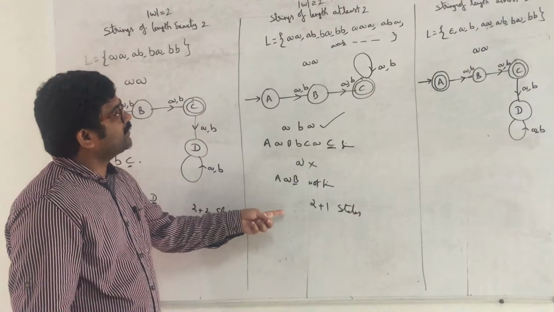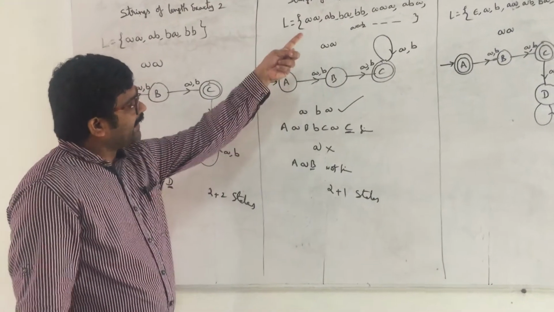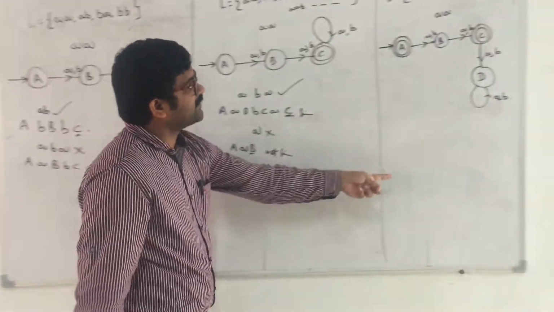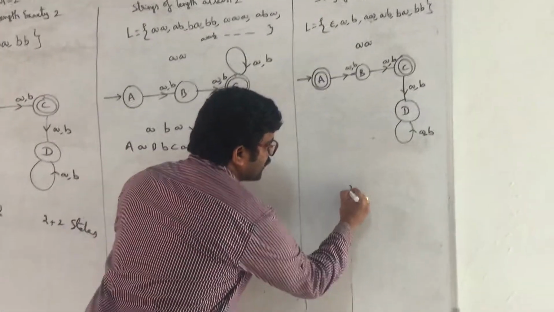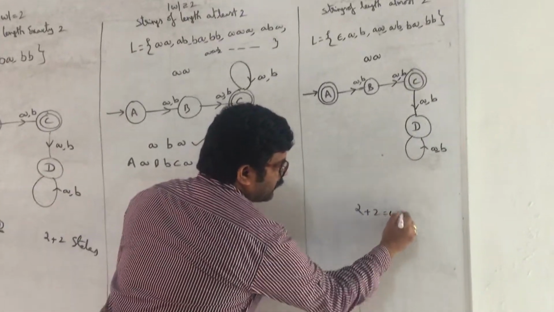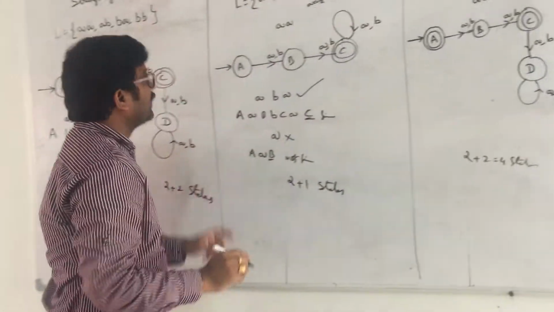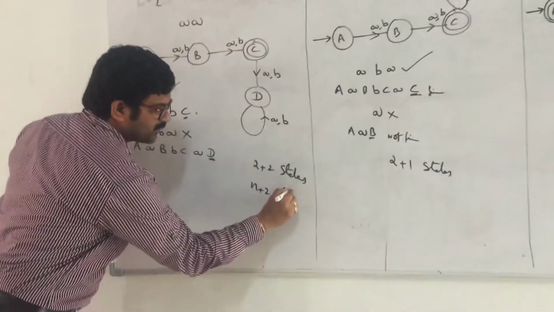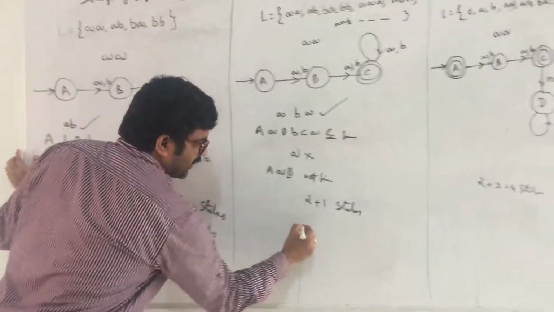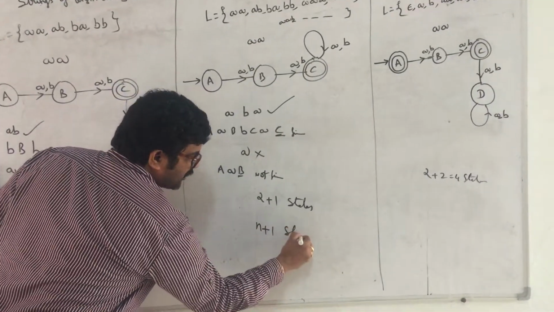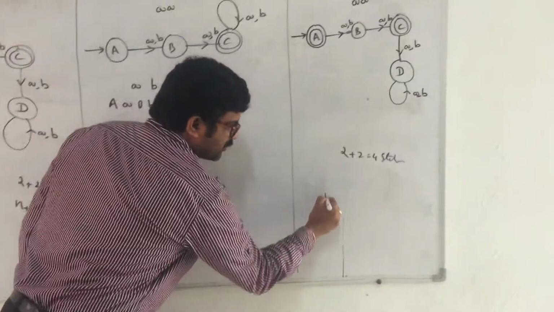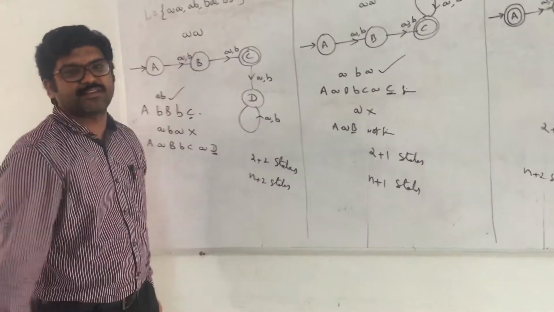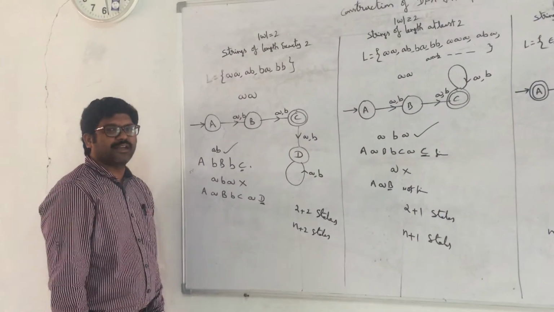In this DFA, for at least length 2, we got 2 plus 1, 3 states. And in this category, we got 2 plus 2, totally 4 states. If we generalize, for strings of length exactly n, we will get n plus 2 states. This is the generalization. And for at least n, we will get n plus 1 states. And in this category also, we will get n plus 2 states. This is also one of the important questions for the GATE examination. Okay, so we will continue in the next session. Thank you.